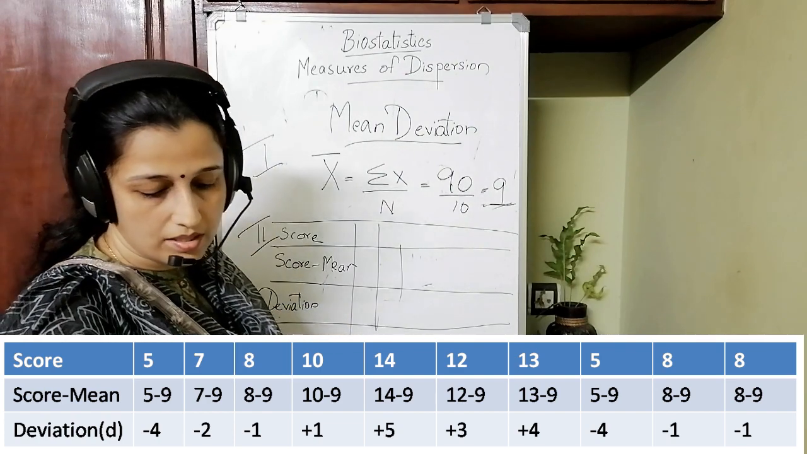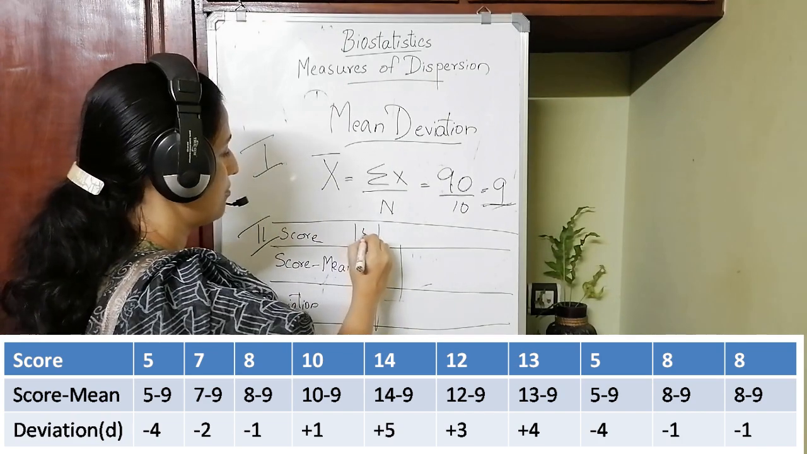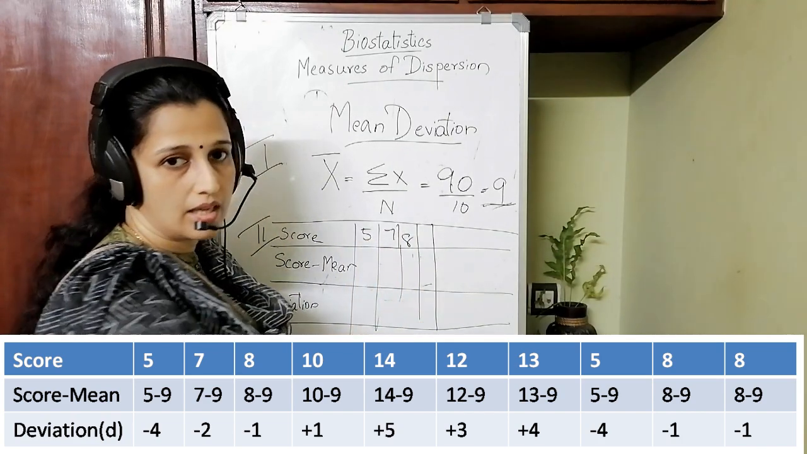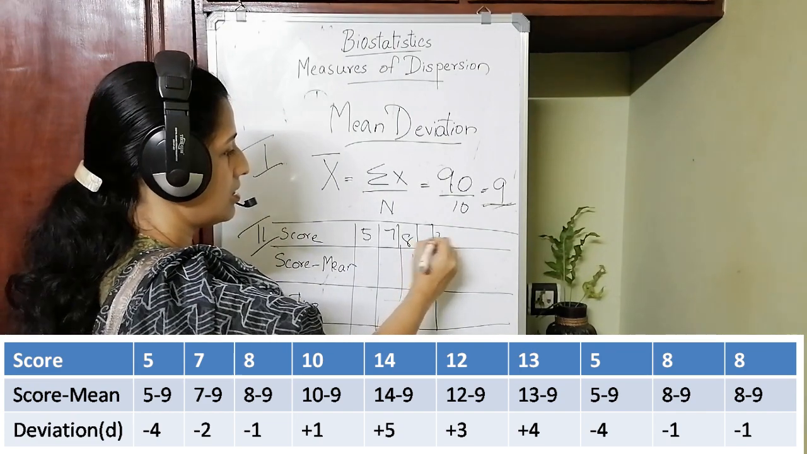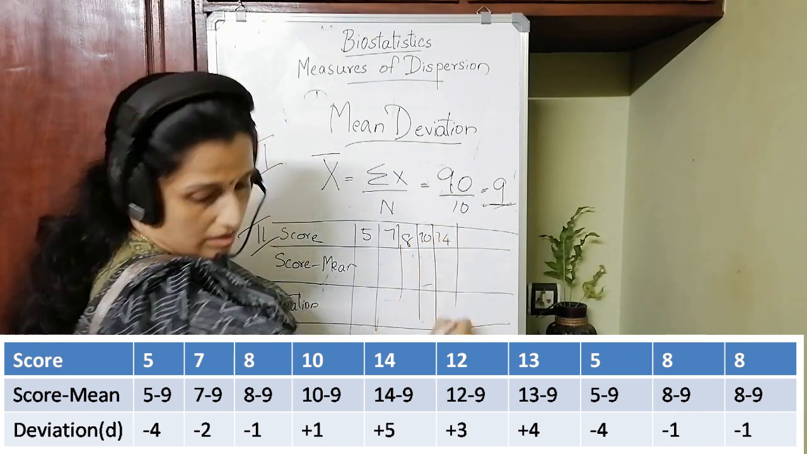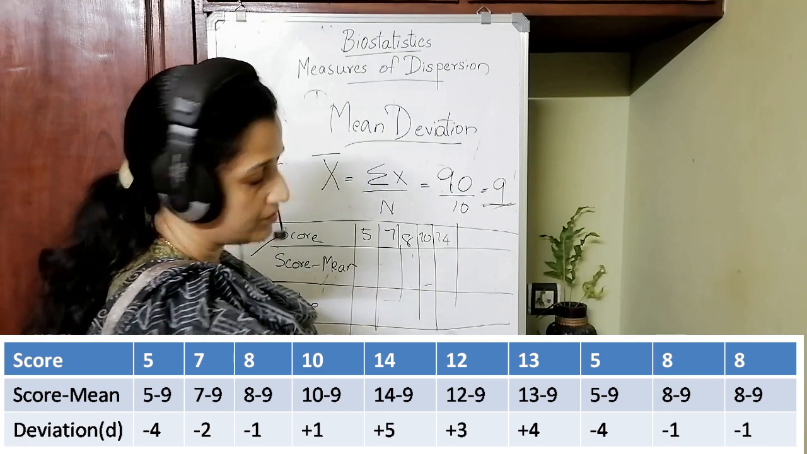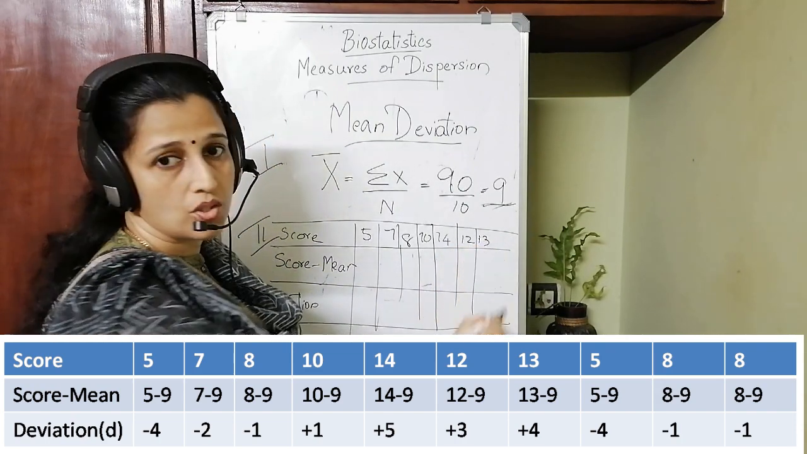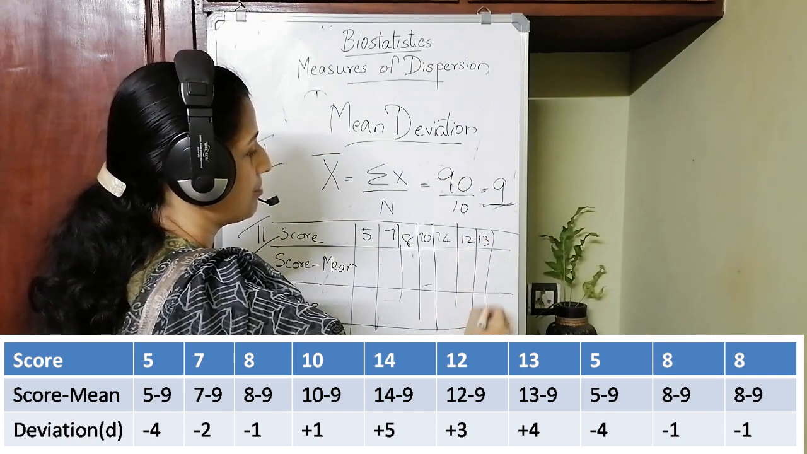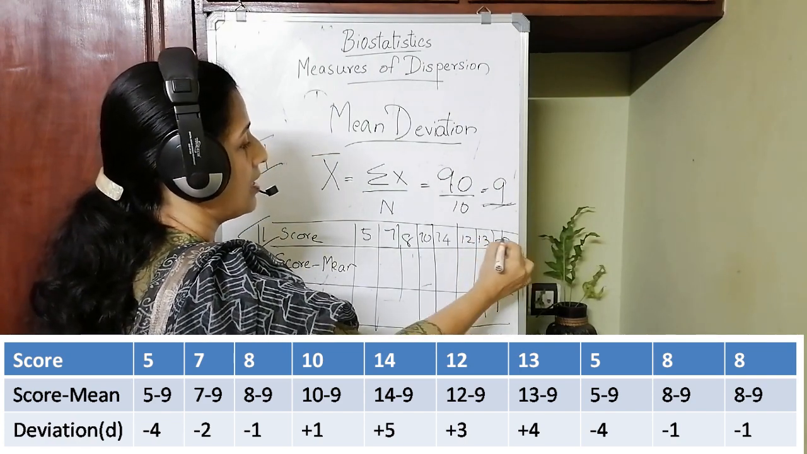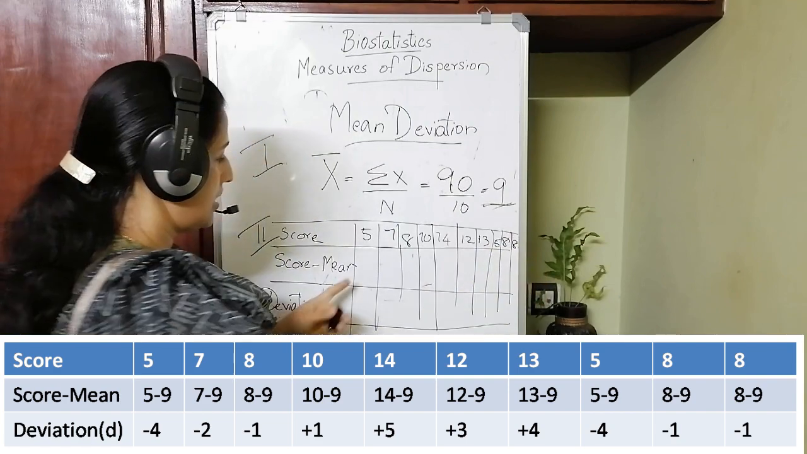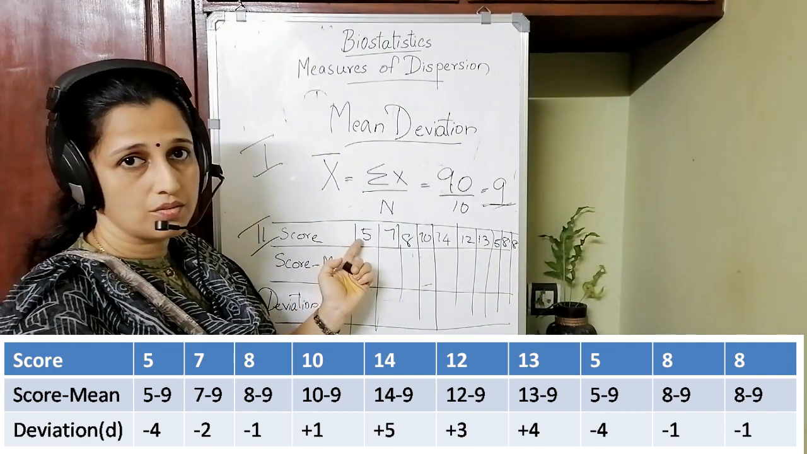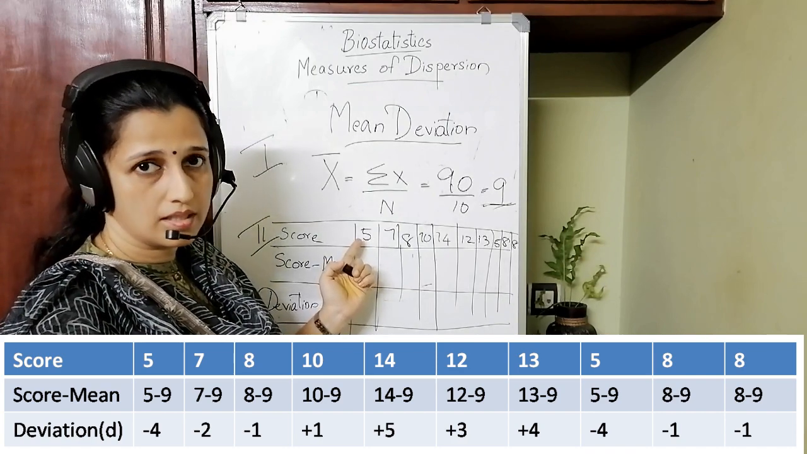And the first column, it is 5, 7, 8, then comes 10, 14, then 12, 13, 12, 13, 5, 8 and 8. And in each step, what you have to do is score. This is the score or the value of the variable which is given here in the data.